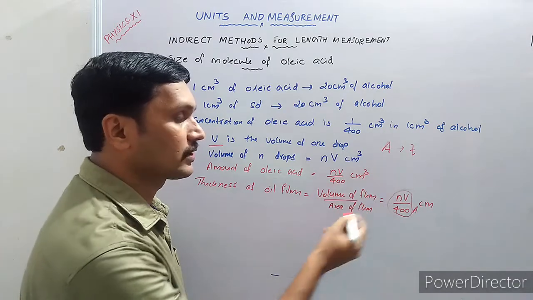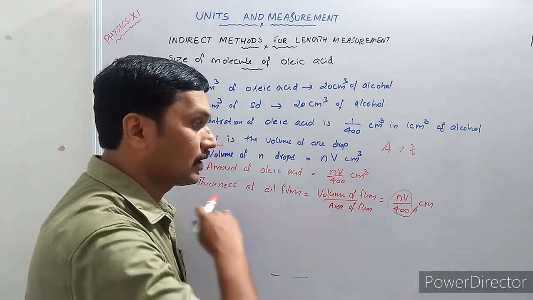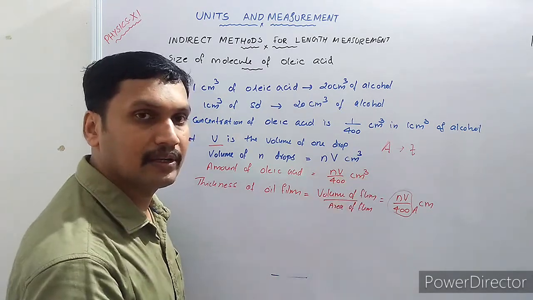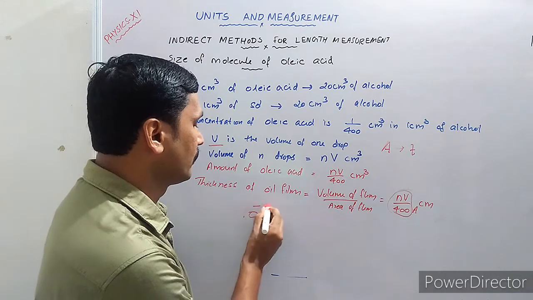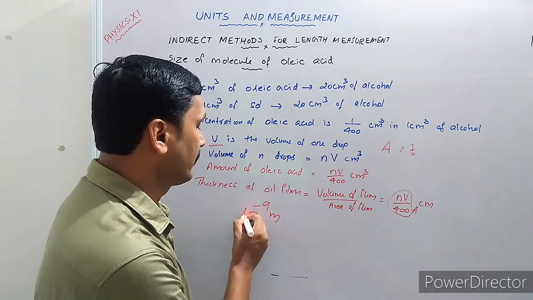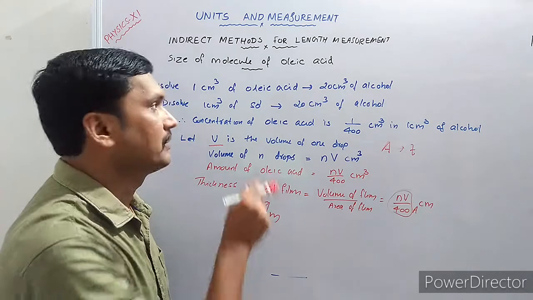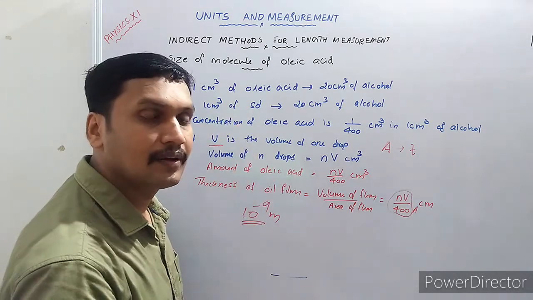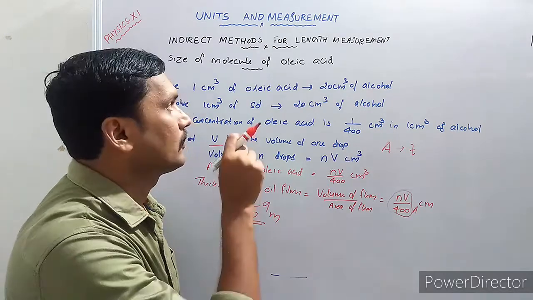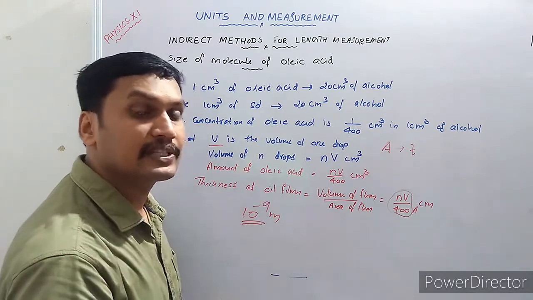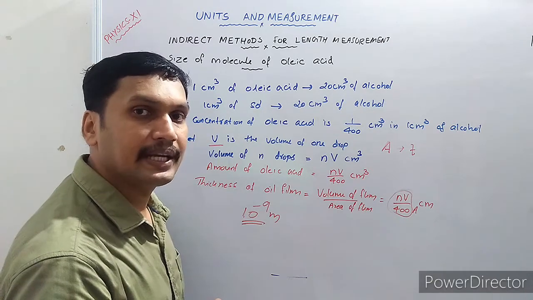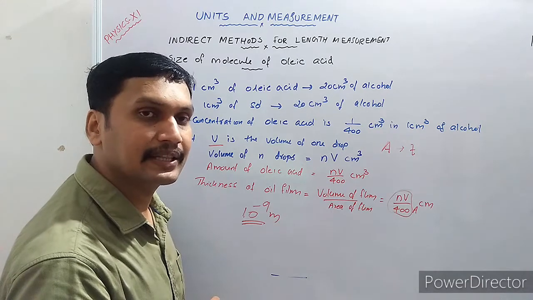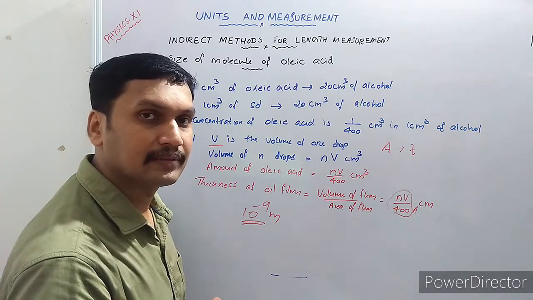As a monomolecular layer is formed, the thickness of this layer is approximately in the order of 10 raised to minus 9 meter, which is approximately the size of oleic acid. So this is one of the rough methods of measuring the size of oleic acid, which is too small, in the order of 10 raised to minus 9 meter. These are some of the indirect methods of measurement of length. Thank you.